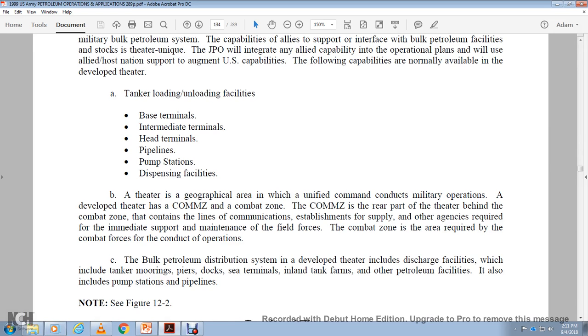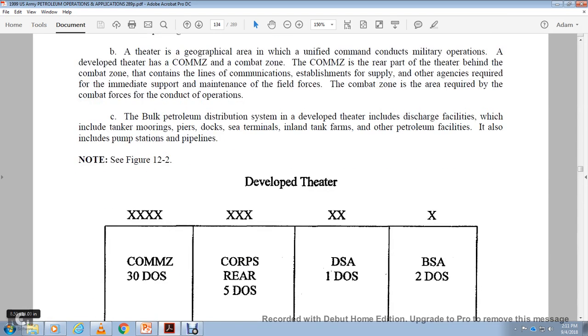The bulk petroleum distribution system developed in the theater includes discharge facilities, which include tanker mooring piers, docks, sea terminals, inland tank farms, and other petroleum facilities, often including pump stations and pipelines. See figure 12-2.